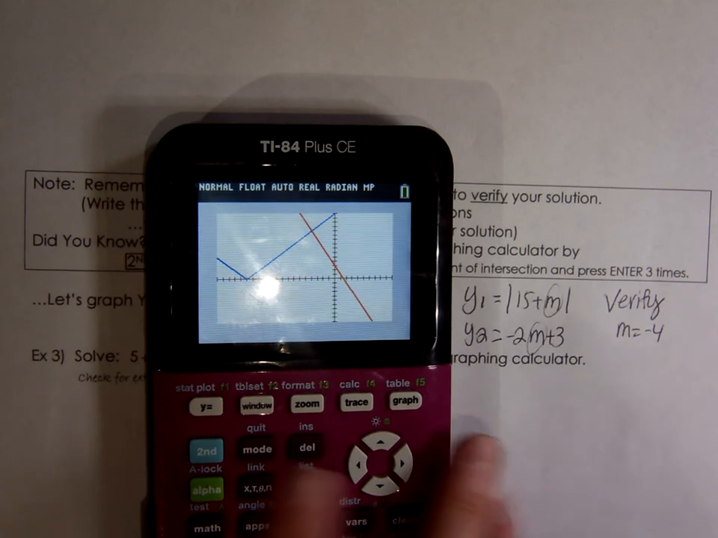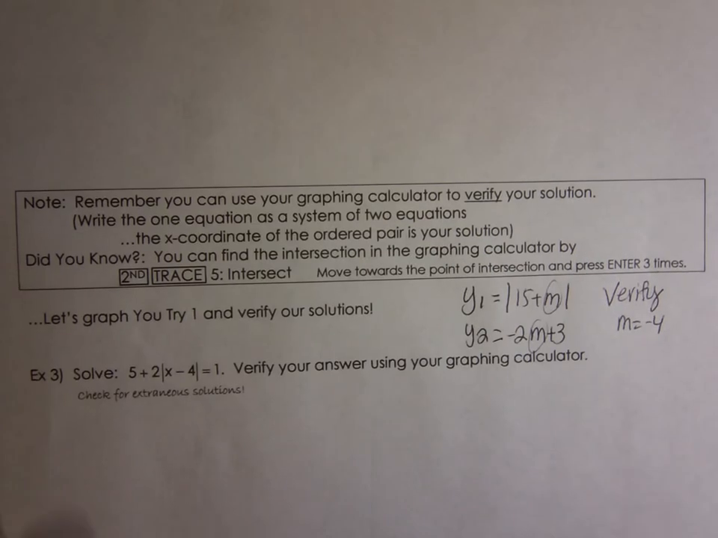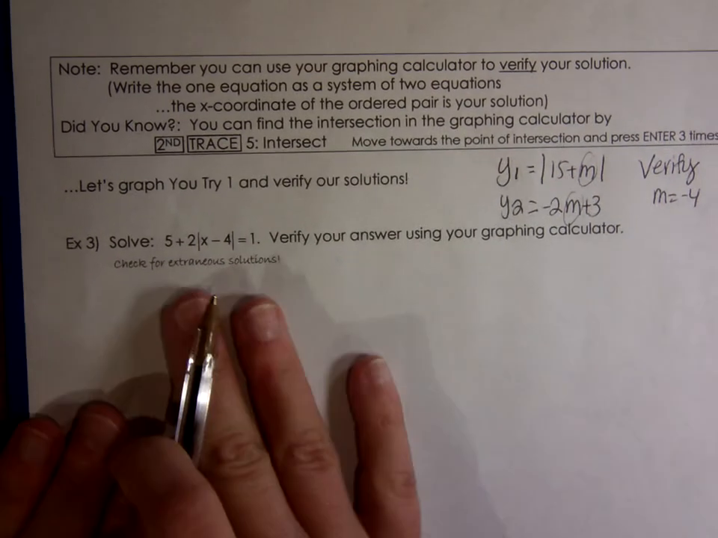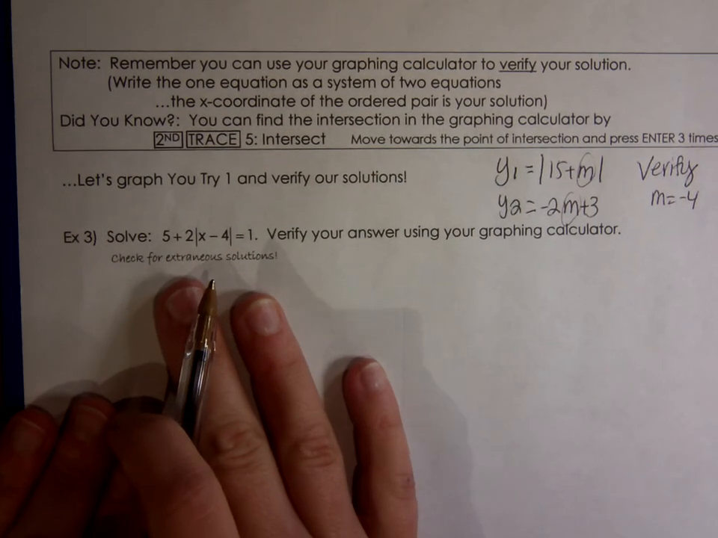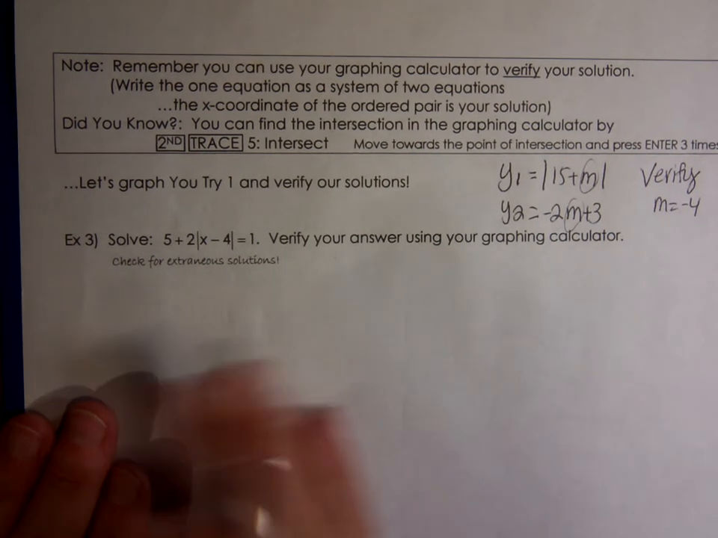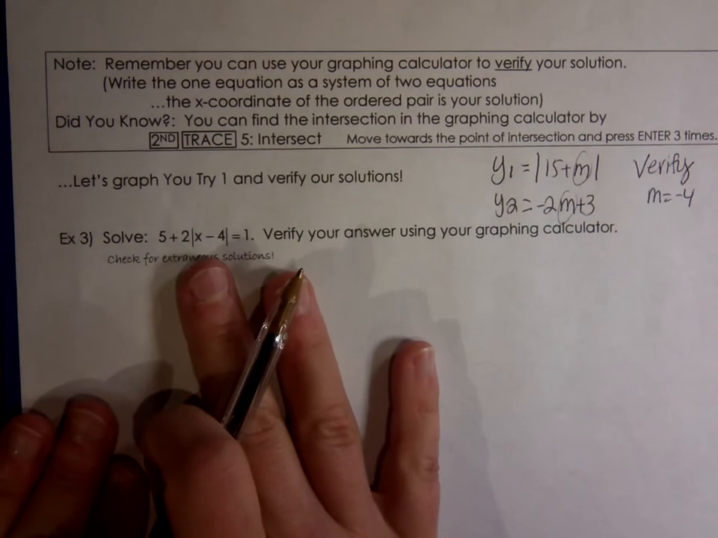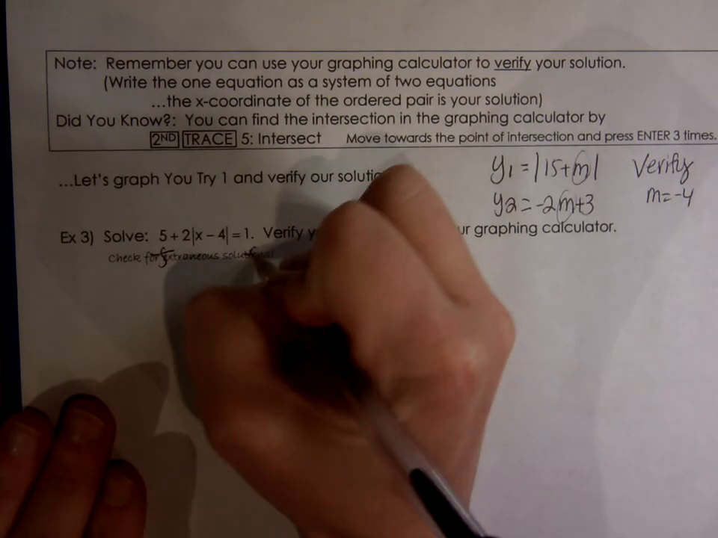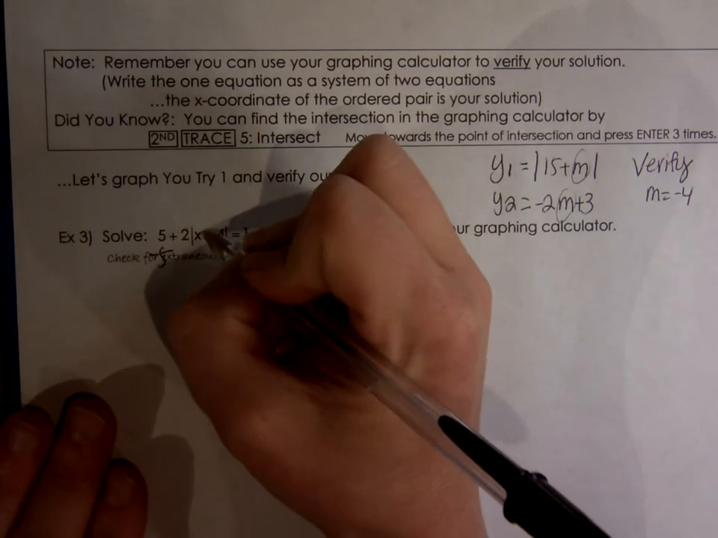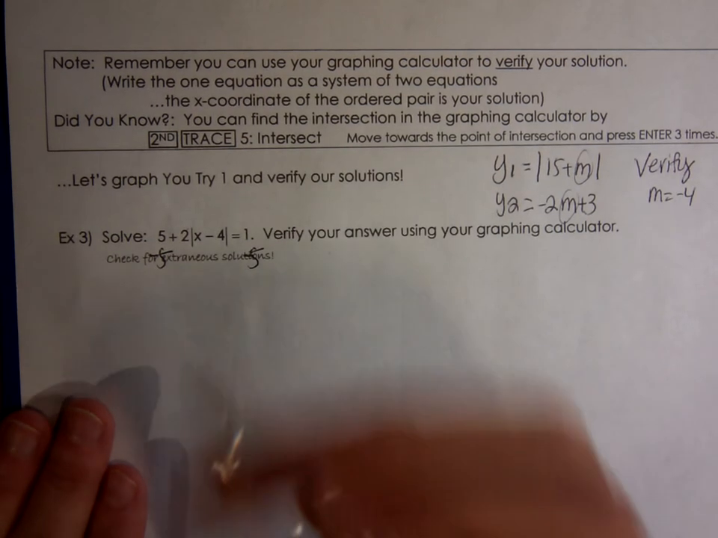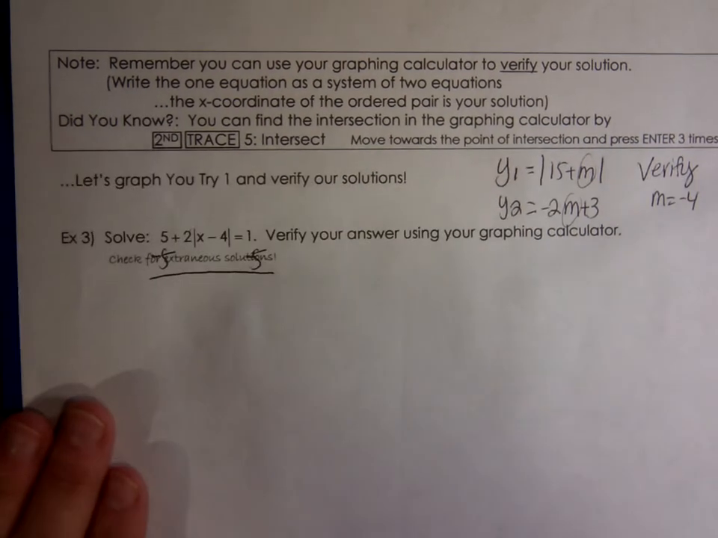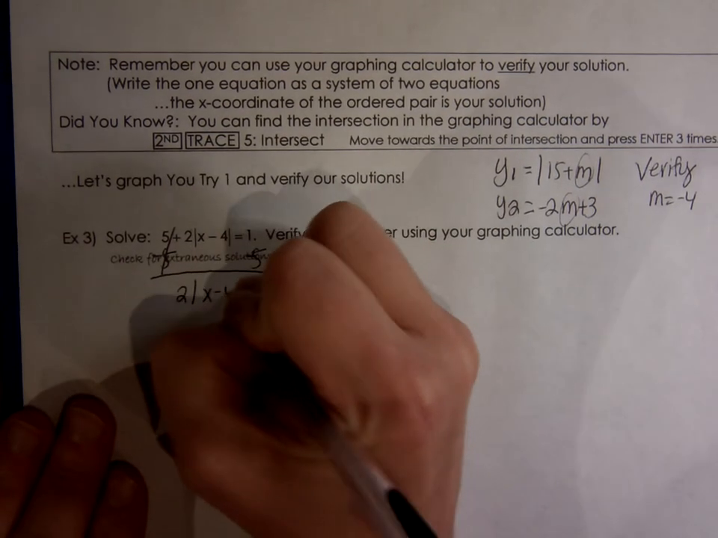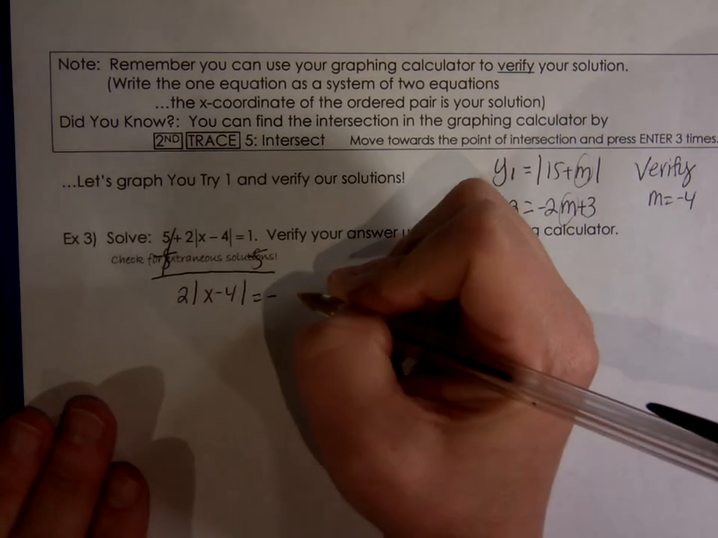All right, cool. So let's go ahead and look at this problem right here. It says, if we want to solve this equation, verify our answer with the graphing calculator, check for extraneous solutions. And once again, we know that we need to isolate our absolute value. So I'm going to start off by subtracting 5 on both sides. Remember this plus 2, this is 2 times our absolute value. And so we need to get rid of addition and subtraction first. So I'm going to get rid of the 5 on both sides, and I end up with 2 times the absolute value of x minus 4 is equal to negative 4.